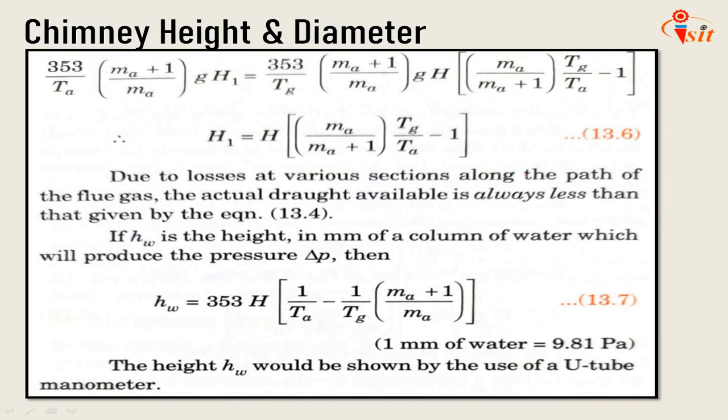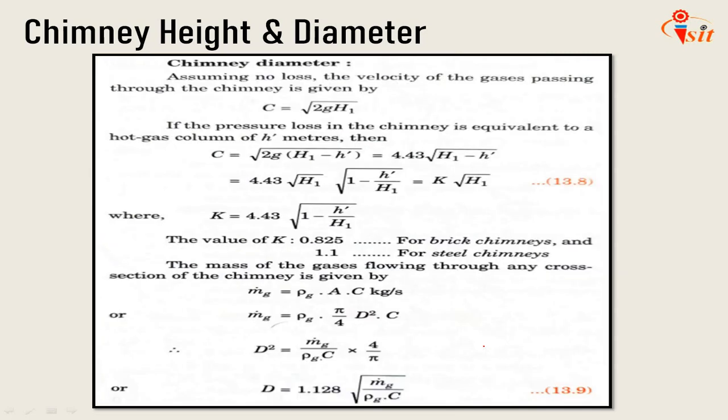If Hw is the height in terms of mm of column of water that will produce the pressure difference, then Hw will be 353 multiplied by H, 1 upon Ta minus 1 upon Tg, Ma plus 1 upon Ma. We know that 1 mm of water is nothing but 9.81 Pascal. So Hw you will get from the use of a U-tube manometer. Okay, so that is the chimney height.